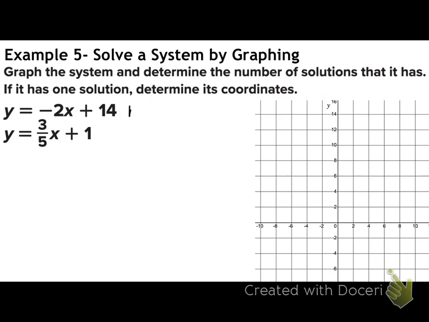So first equation, y equals negative 2x plus 14. First off, is that slope-intercept form? Yeah. So I can easily identify it right off the bat. What's my slope? Negative 2. For graphing purposes, what would that be as a fraction? Negative 2 over 1.